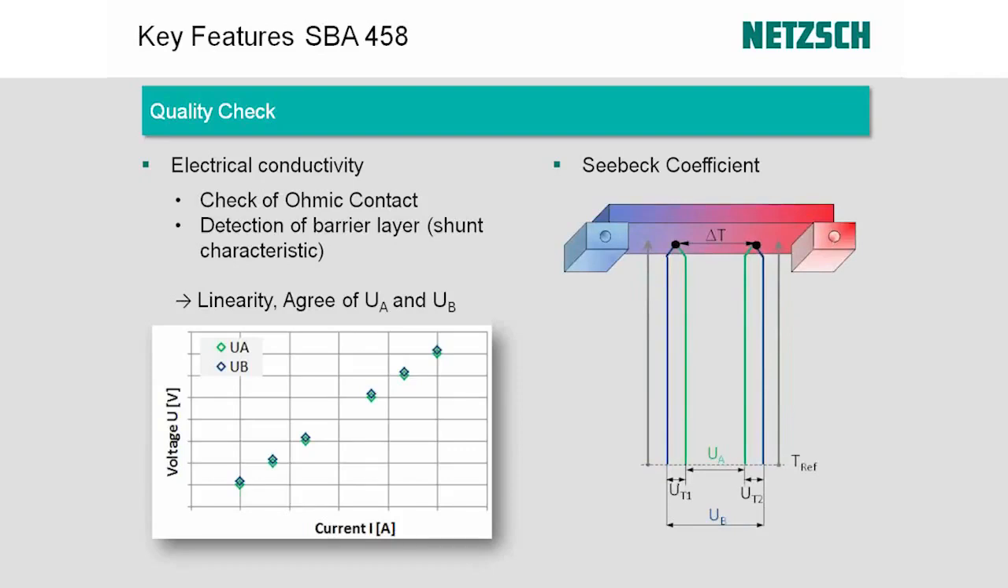For the Seebeck coefficient, because we have a heater on both sides of the sample, we can perform the measurement in both directions as well.